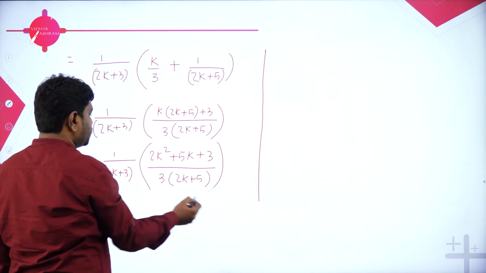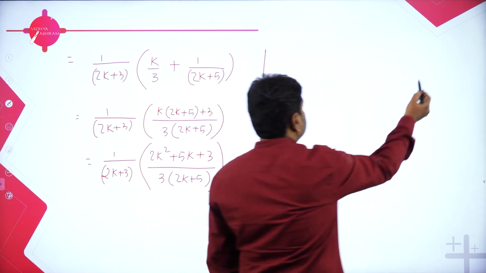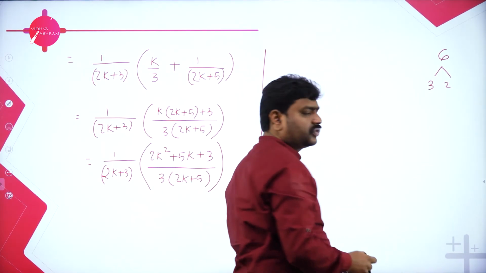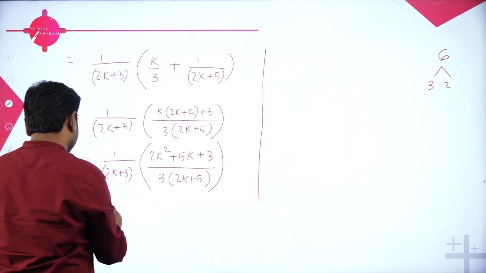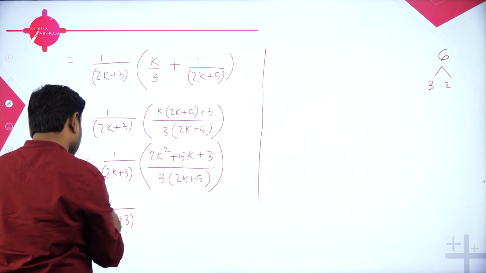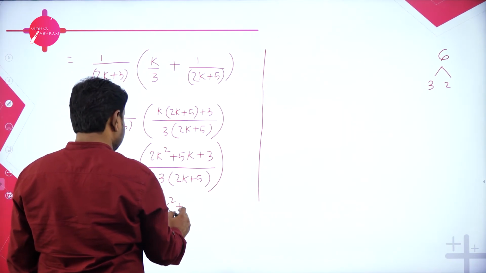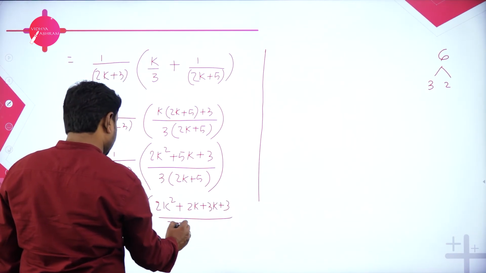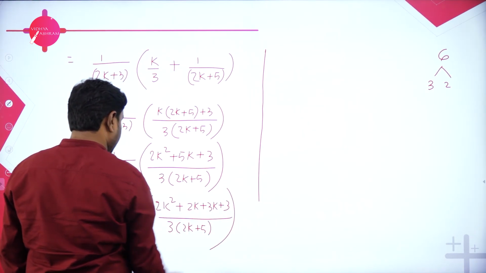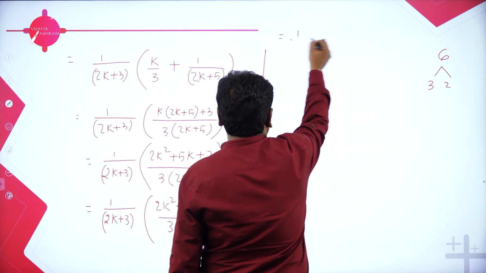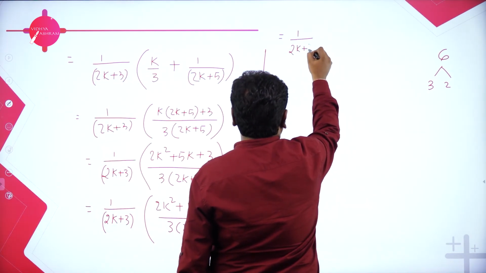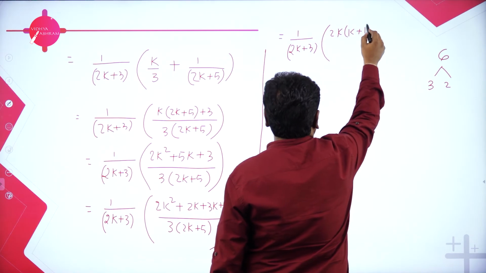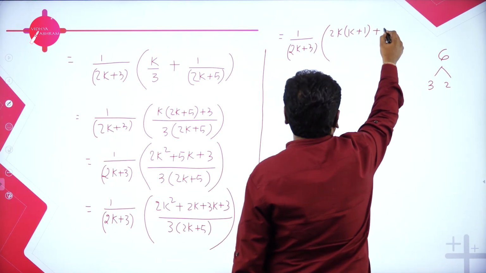So we'll do middle term factorization for 3 into 2. 3 into 2 is 6. For 6, if you split it, the sum should be 5. So I'll take 3 twos are 6, 3 plus 2 is 5. So I'll do middle term factorization. It will become 1 by 2k plus 3 into (2k square plus 2k plus 3k plus 3) divided by 3 into 2k plus 5. So in the numerator, factorize them. By factorizing, you will get 1 divided by 2k plus 3 into, in the numerator, if I take 2k common, I'll be left with k plus 1, plus if I take 3 common, again it will be k plus 1.